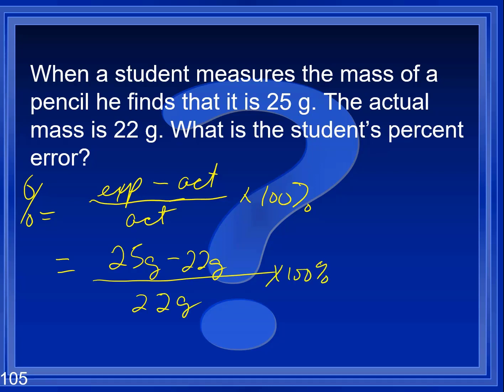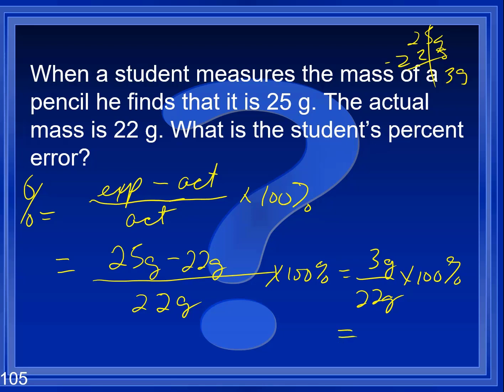25 minus 22 is 3 grams. What about sig figs there? That's the right sig figs, because 25 grams minus 22 grams is 3 grams, and they're both at the ones place. Divided by the 22 grams times 100%. 3 divided by 22, times 100. Calculator fills up with numbers.